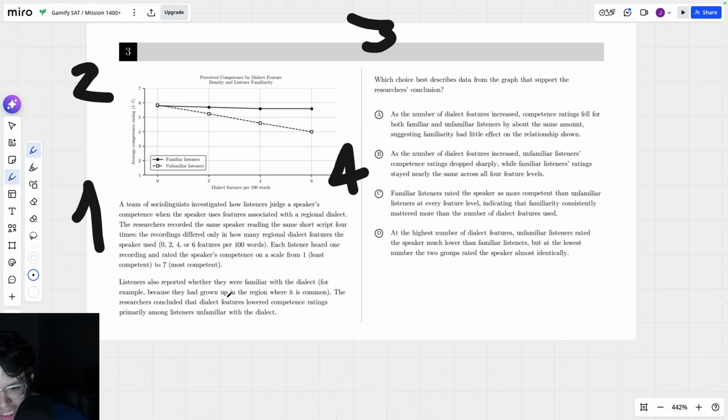The researchers conclude that the dialect features lowered competence ratings primarily among listeners unfamiliar with the dialect. That makes sense as well if you really understand it. It's like, I'm from the United States. I mean, I guess it's not really dialect, but let's say I hear someone speak with a Southern accent. I'm not from the Deep South. I don't speak in a Southern accent myself. I don't regularly hear people in Southern accents.